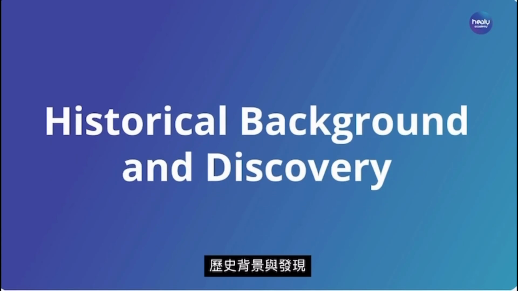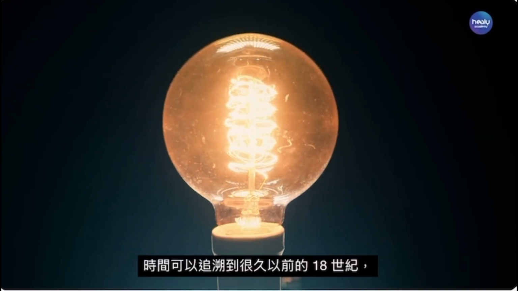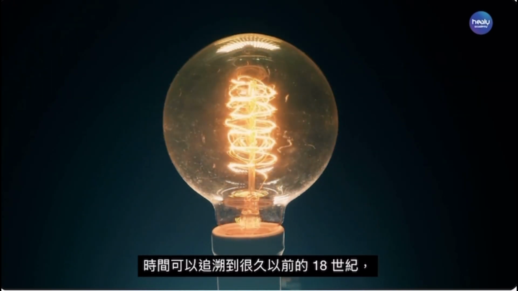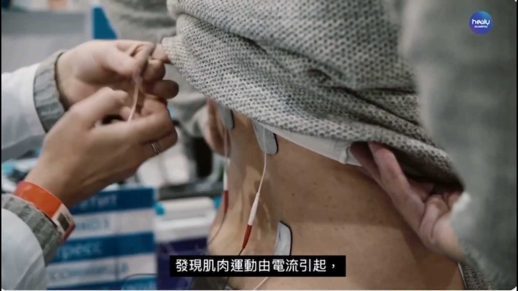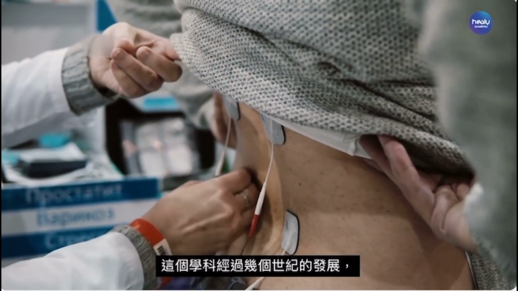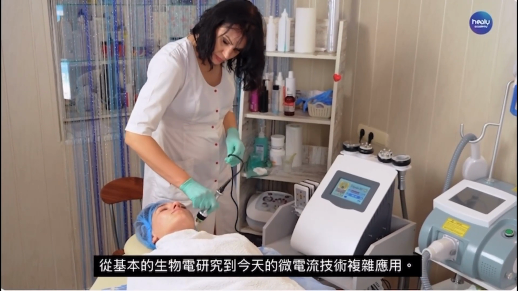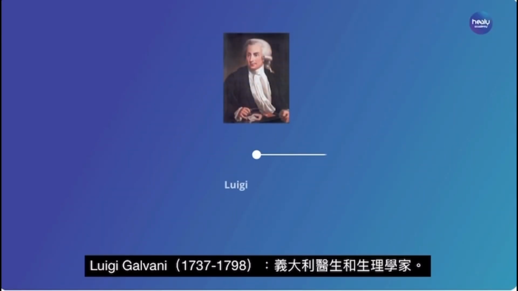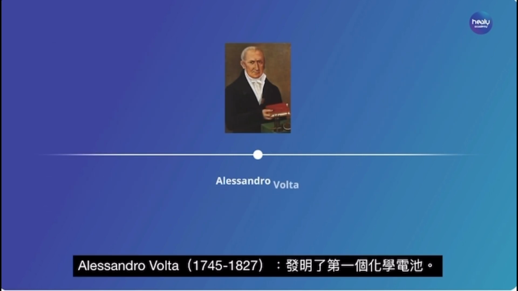Historical background and discovery. The discovery of the effect of electricity in the body of vertebrates dates back a long time, to the 18th century, with Luigi Galvani's experiments discovering that muscle movement is caused by electrical forces, evolving through the centuries from basic bioelectric studies to the sophisticated applications in today's microcurrent technology. Luigi Galvani, 1737 to 1798, Italian physician and physiologist. Alessandro Volta, 1745 to 1827, invented the first chemical battery.